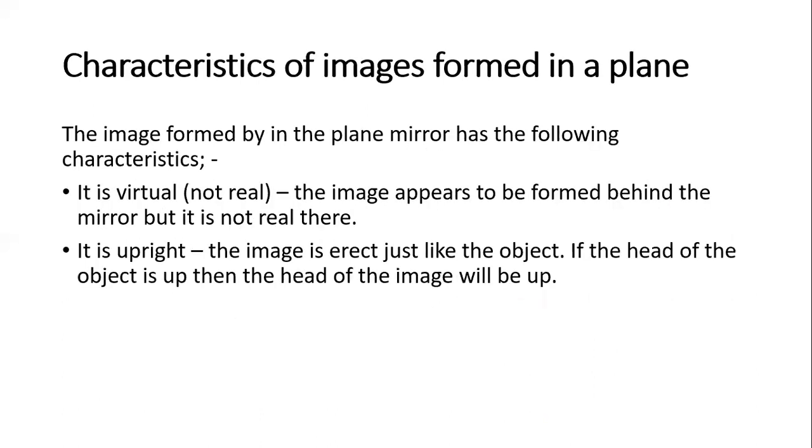So let's see the characteristics of images formed in the plane mirror. The image formed by the plane mirror has the following characteristics. The first one is that it is virtual. This means that it is not real. The image appears to be formed behind the mirror, but is not really there. It is upright. This means that the image is erect just like the object. If the head of the object is up, then the head of the image will also be up.